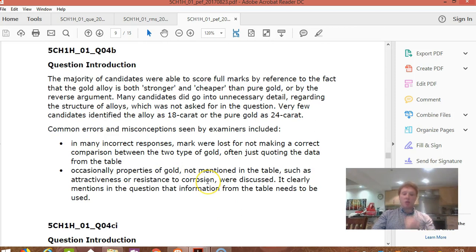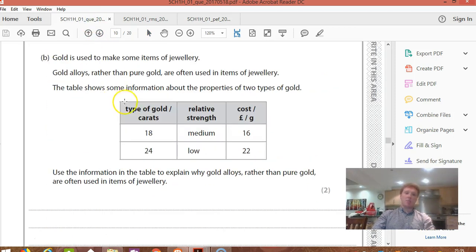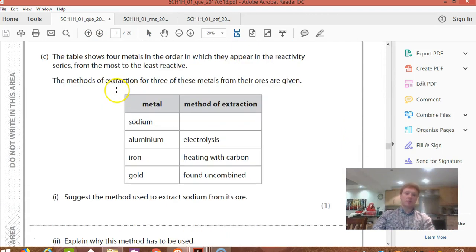Occasionally, properties of gold not mentioned in the table were discussed. It clearly mentions in the question that information in the table needs to be used. Okay, so that's about reading the question. So that's people wasting their own time.